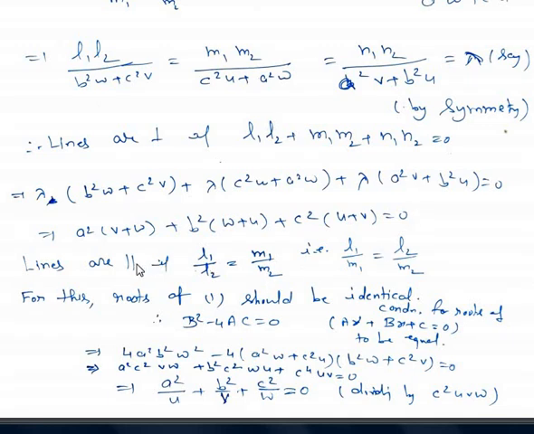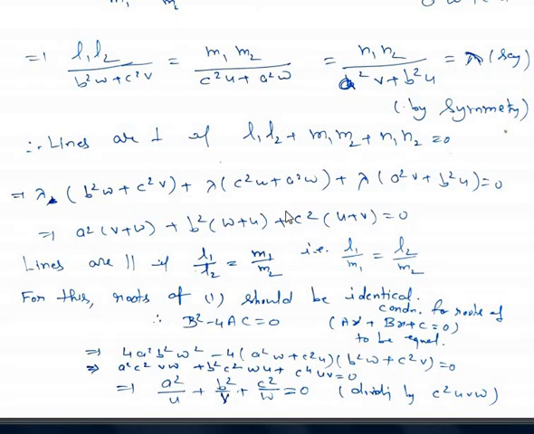Now lines are parallel if l1/l2 is equal to m1/m2, that is, l1/m1 is equal to l2/m2. Right? This was the condition for perpendicularity, and for lines to be parallel, this is the condition. Now that means the roots are equal. Now you know that in a quadratic equation ax² + bx + c = 0, roots are equal if b² - 4ac is 0.